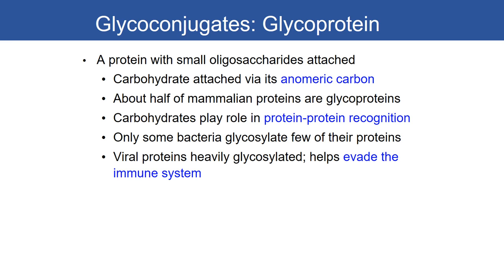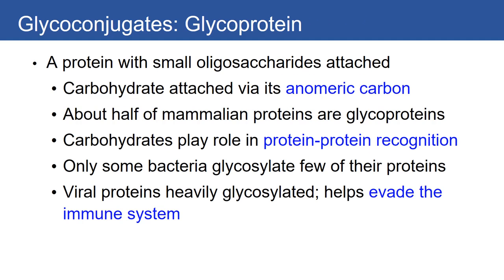Viral proteins, on the other hand, are very heavily glycosylated, and this helps them evade the immune system, if you reference our case. So again, a glycoprotein is a protein with a small oligosaccharide attached. The carbohydrate is attached via its anomeric carbon. About 500,000 proteins are glycoproteins. Again, carbohydrates play a role in protein recognition, which we'll go into some detail in this lecture and in some other detail in the biosignaling lecture.